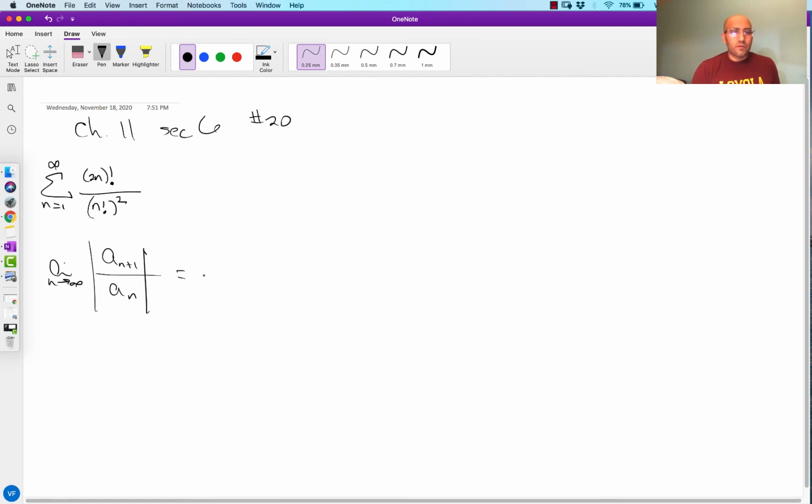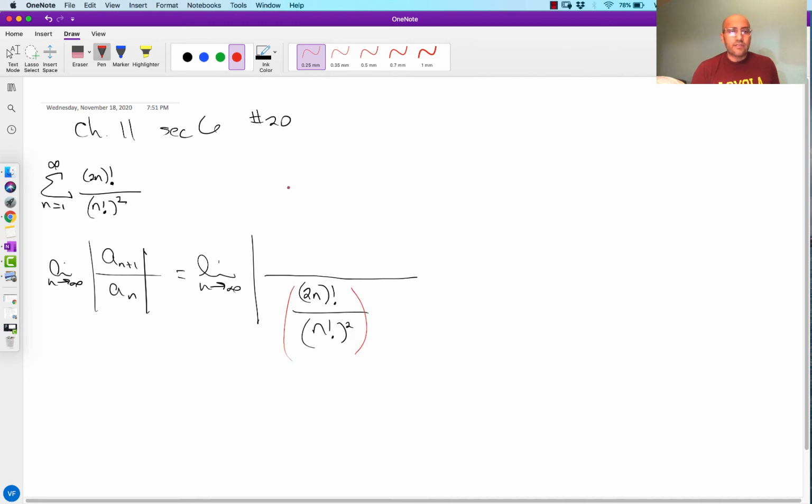So this is the limit as n goes to infinity of the absolute value of this giant fraction, where the numerator is the thing with n plus 1, and the denominator is the thing with n. For the denominator, we just copy it. So that would be 2n parentheses factorial divided by n factorial to the power of 2, and that's all in the denominator.